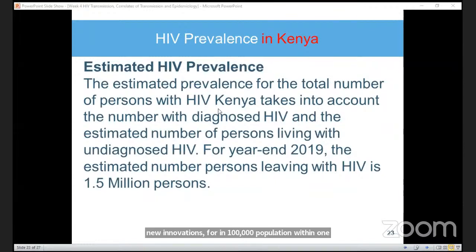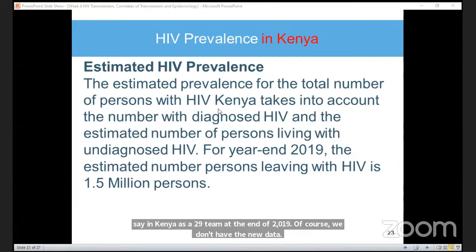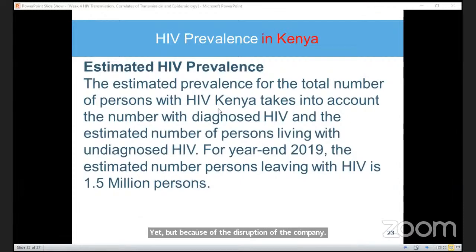Now, let's go to something that's very interesting. This is where the rubber meets the road as far as epidemiology in Kenya is concerned. Now, the prevalence. I hope now you understand. The prevalence here in Kenya, as of the end of 2019, of course, we don't have the new data yet because of the disruption of COVID. When COVID-19 came, the data about HIV took a backseat, so to speak, and people are now more focusing on the coronavirus.